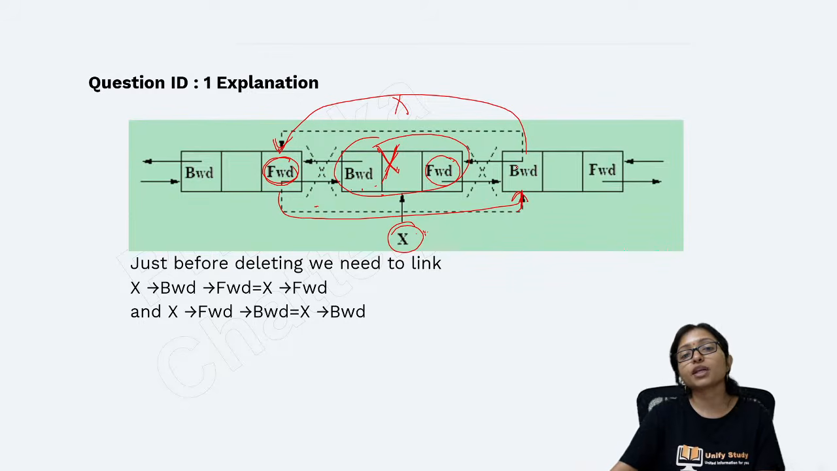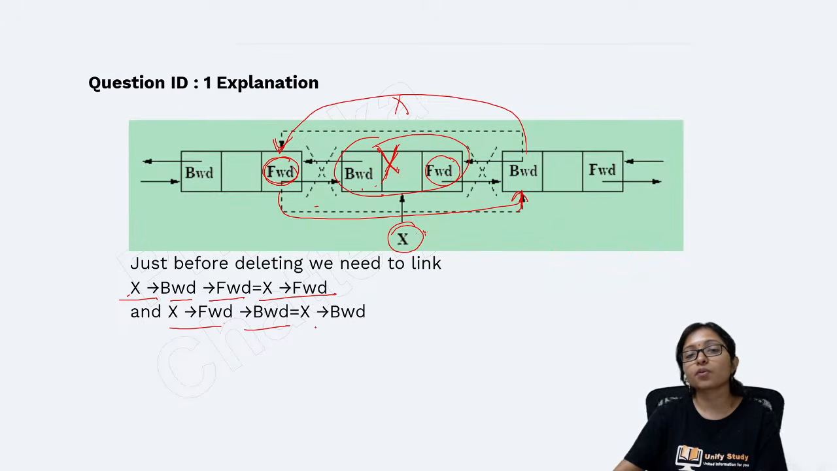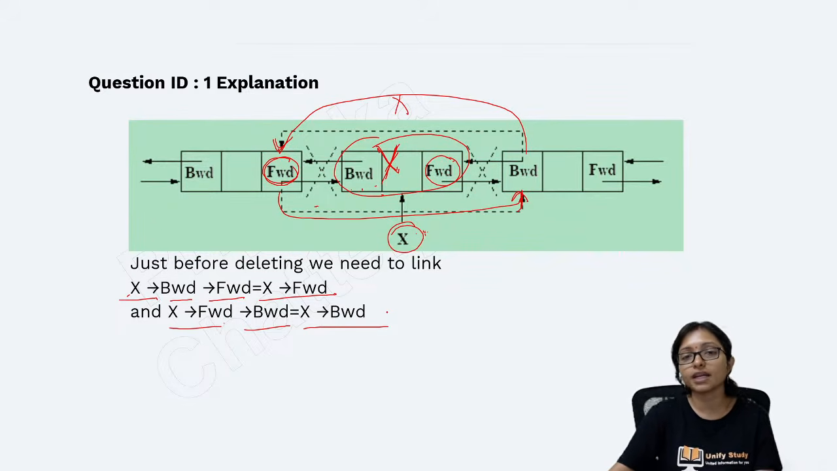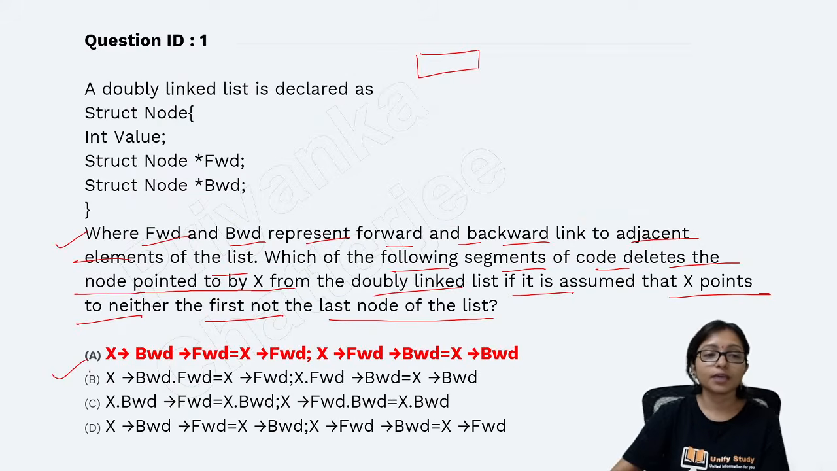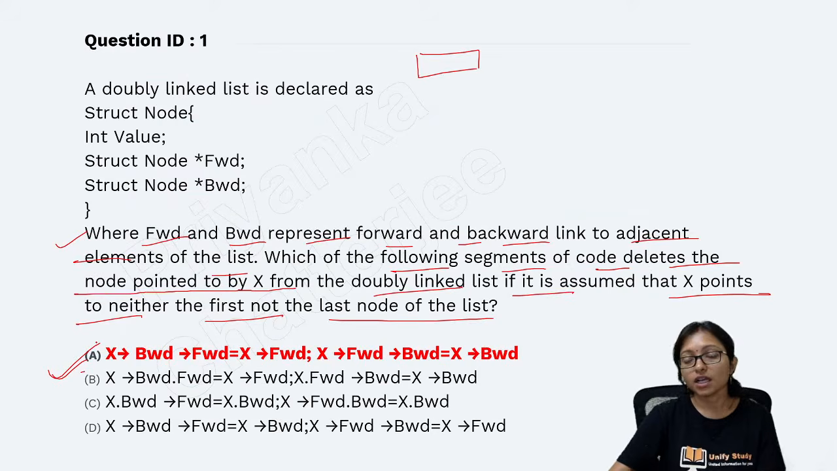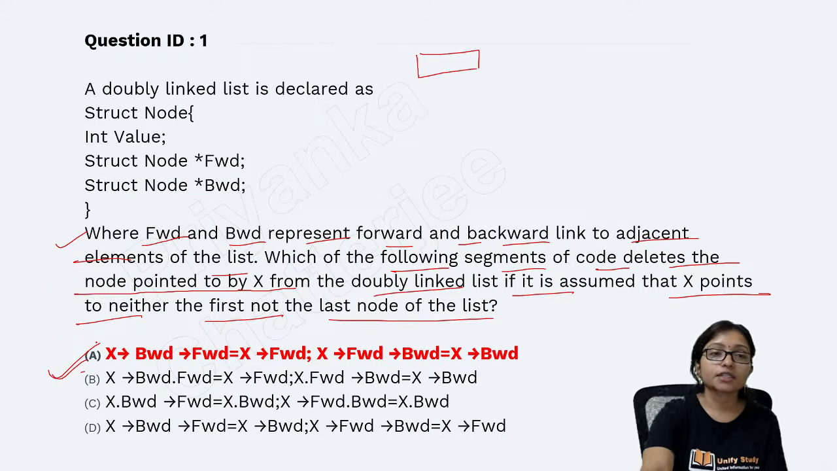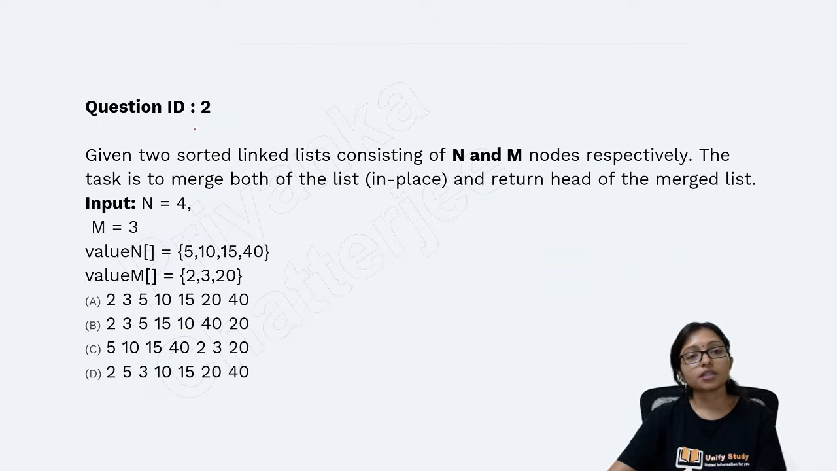So just before deleting, the link should be updated. How should the link be updated? That is, X backward forward equals X forward, and X forward backward equals X backward. I need to update it. Otherwise it will not be possible, right? Because otherwise there will be a cut of the link. The link will be cut. That's why your answer will be this one. Got it? Got it. Now the next question.